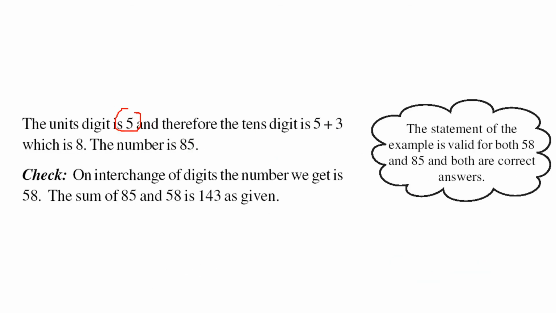So the unit digit is 5, therefore the 10th digit has to be 5 plus 3 in this case, which is 85. You can just check, 85 plus 58 is 143.